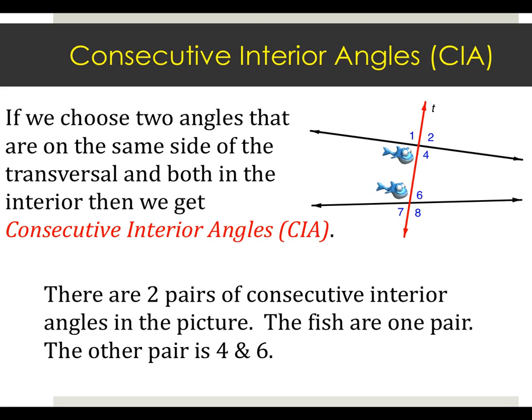Okay, so notice the corresponding angles, there were 4 pairs. Everything else so far has been only 2 pairs. Oops, I forgot one. Which one did I forget? Caroline. Consecutive exterior. Beautiful. CEA, consecutive exterior. Caroline, which ones would be consecutive exterior? Would it be like 1 and 7 and 2 and 8? Perfect. 1 and 7, 2 and 8 are consecutive exterior. Same side of the transversal on the outside.